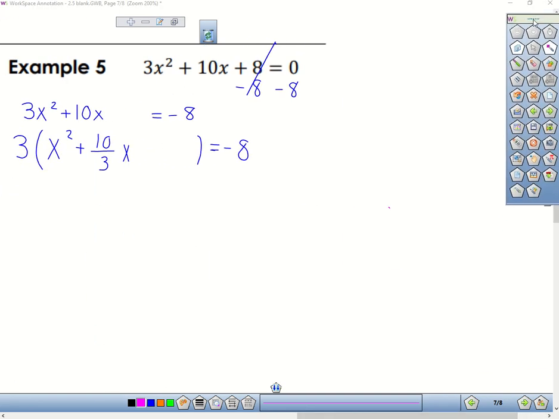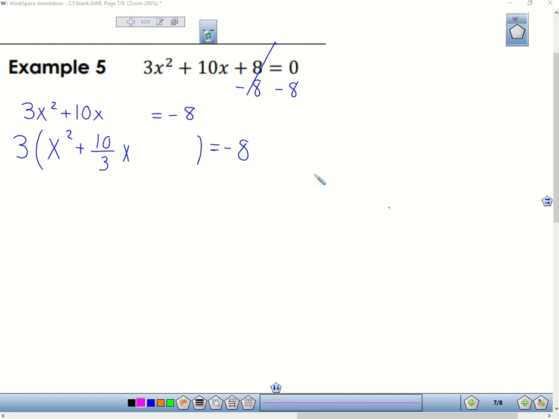So let's say that I'm going to take half of this term. So I divide 10 thirds by 2 and then square it. Anybody know how you divide a fraction by a number easily? When you divide a fraction by a number, you just multiply the denominator by whatever you're dividing by. So that's going to become 10 sixths squared.